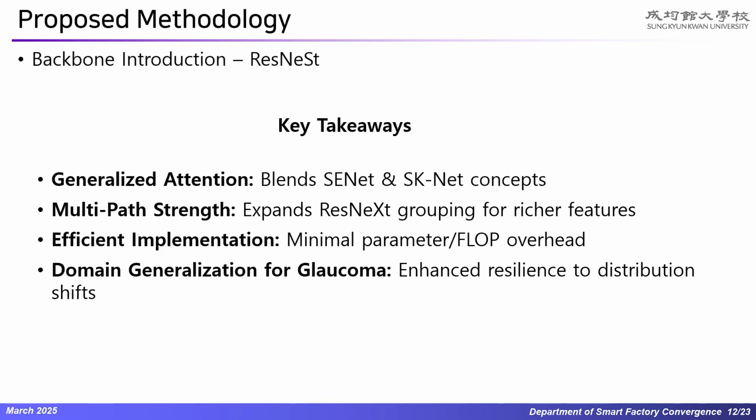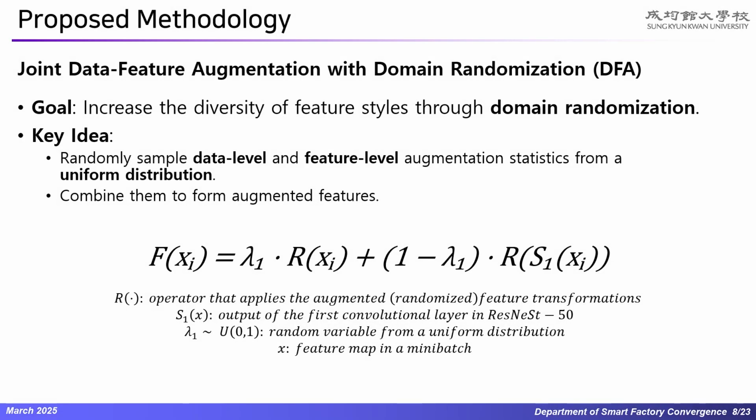Finally, having laid out why ResNest is our backbone of choice, we can now move on to the specific novelties introduced in this paper, our 3 key modules, and see how they integrate seamlessly with ResNest for better domain generalization performance. We'll start off with the joint data feature augmentation with domain randomization component. For brevity, I'll start to refer to this as DFA, data feature augmentation.